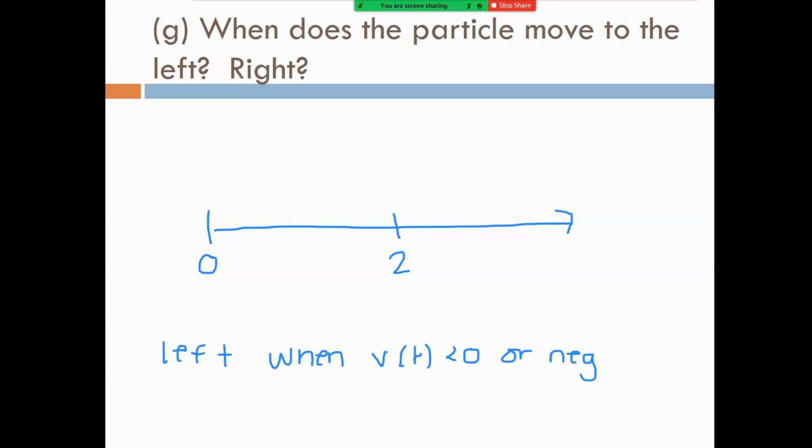A particle will move to the left when velocity is less than 0, or negative. Therefore, the position of the function is going to the right when the velocity is positive. So what we want to do is look at a graph and compare the velocity of the function. The velocity from 0 to 2 means I need to investigate v of 1.